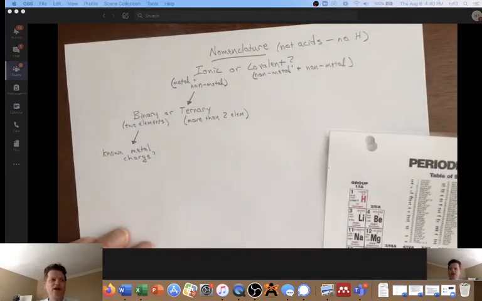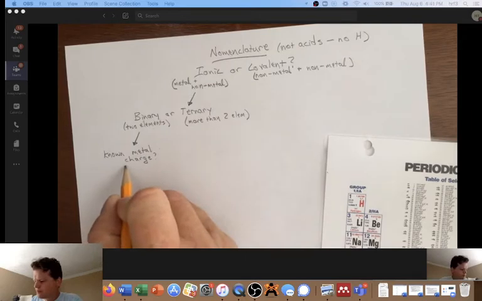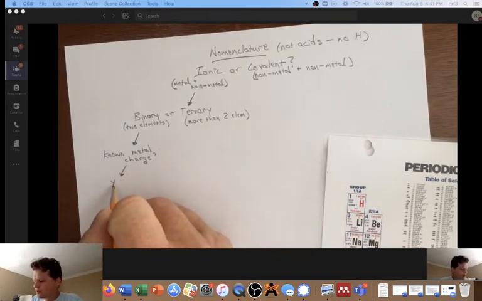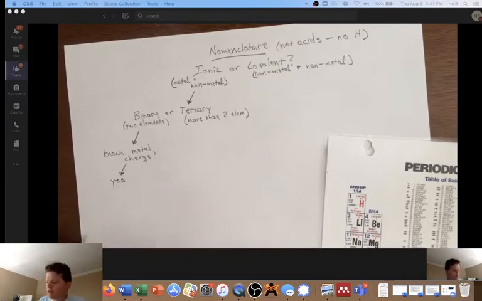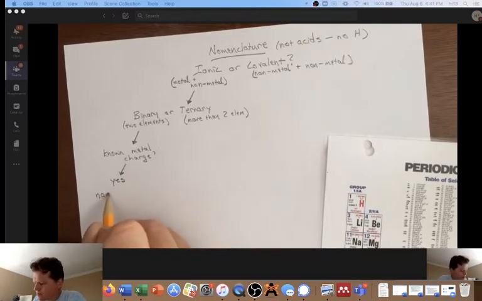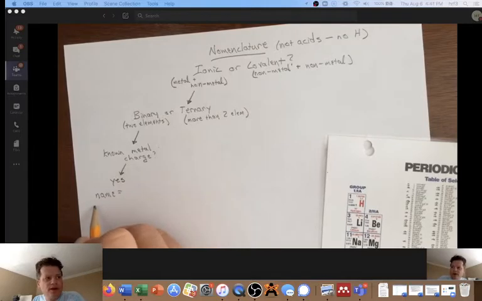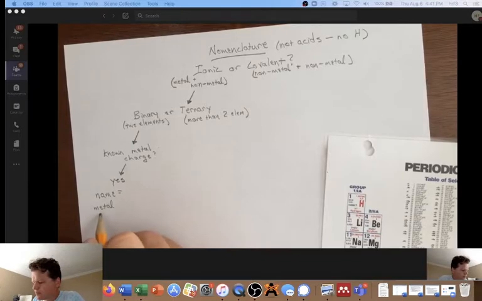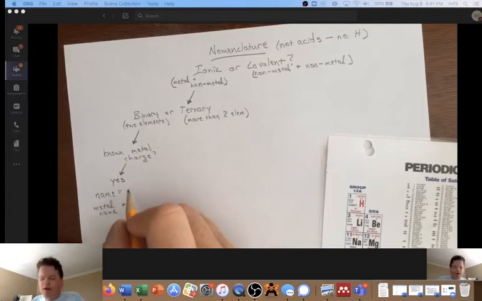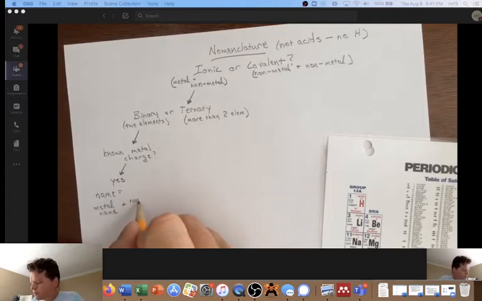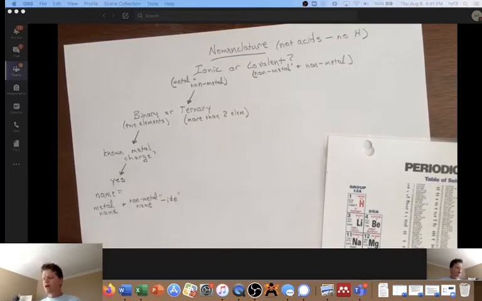So if we know the metal charge, so we'll say yes, we know the metal charge, then the name will be equal to the metal name and then the nonmetal name but ending in "-ide". So we need this "-ide" suffix.